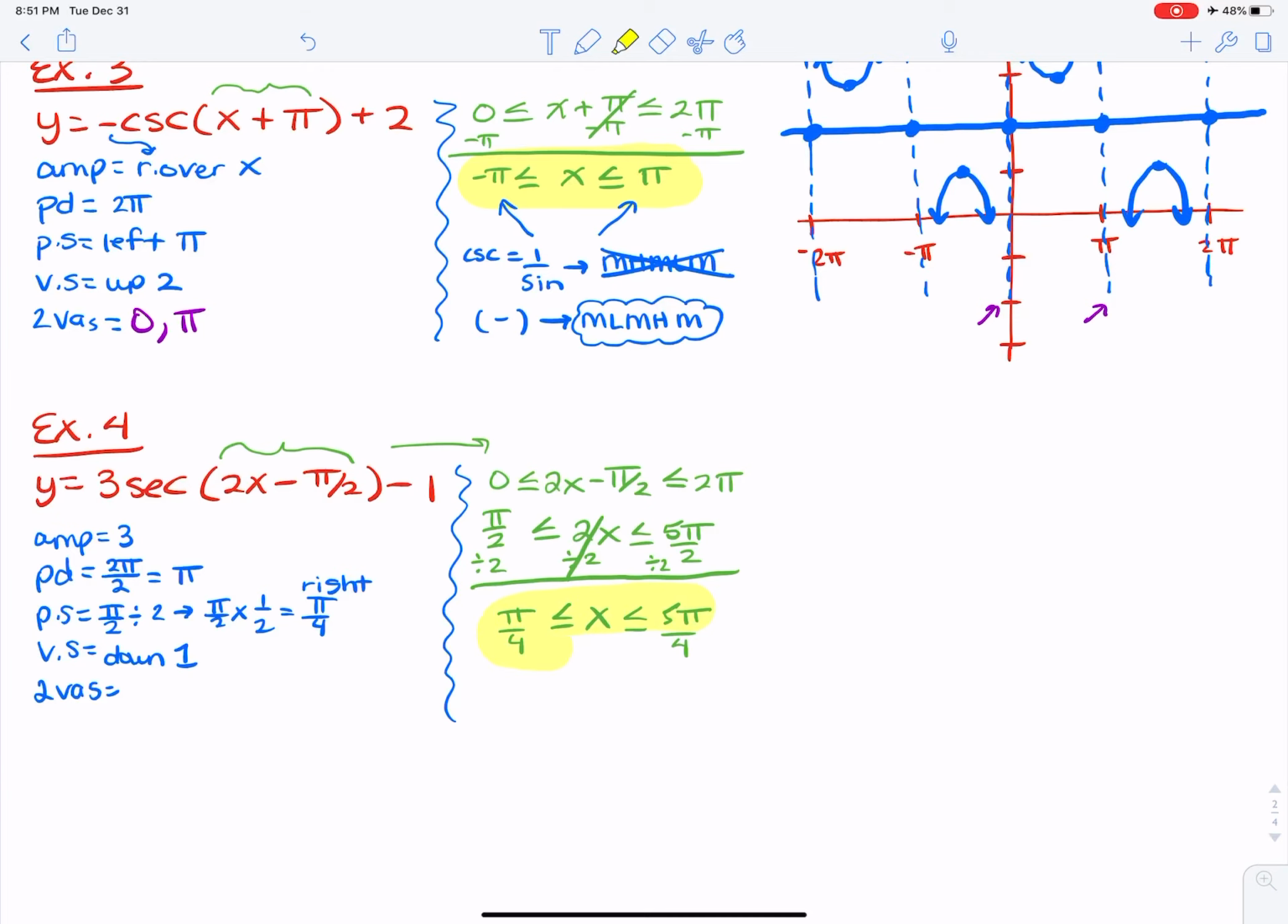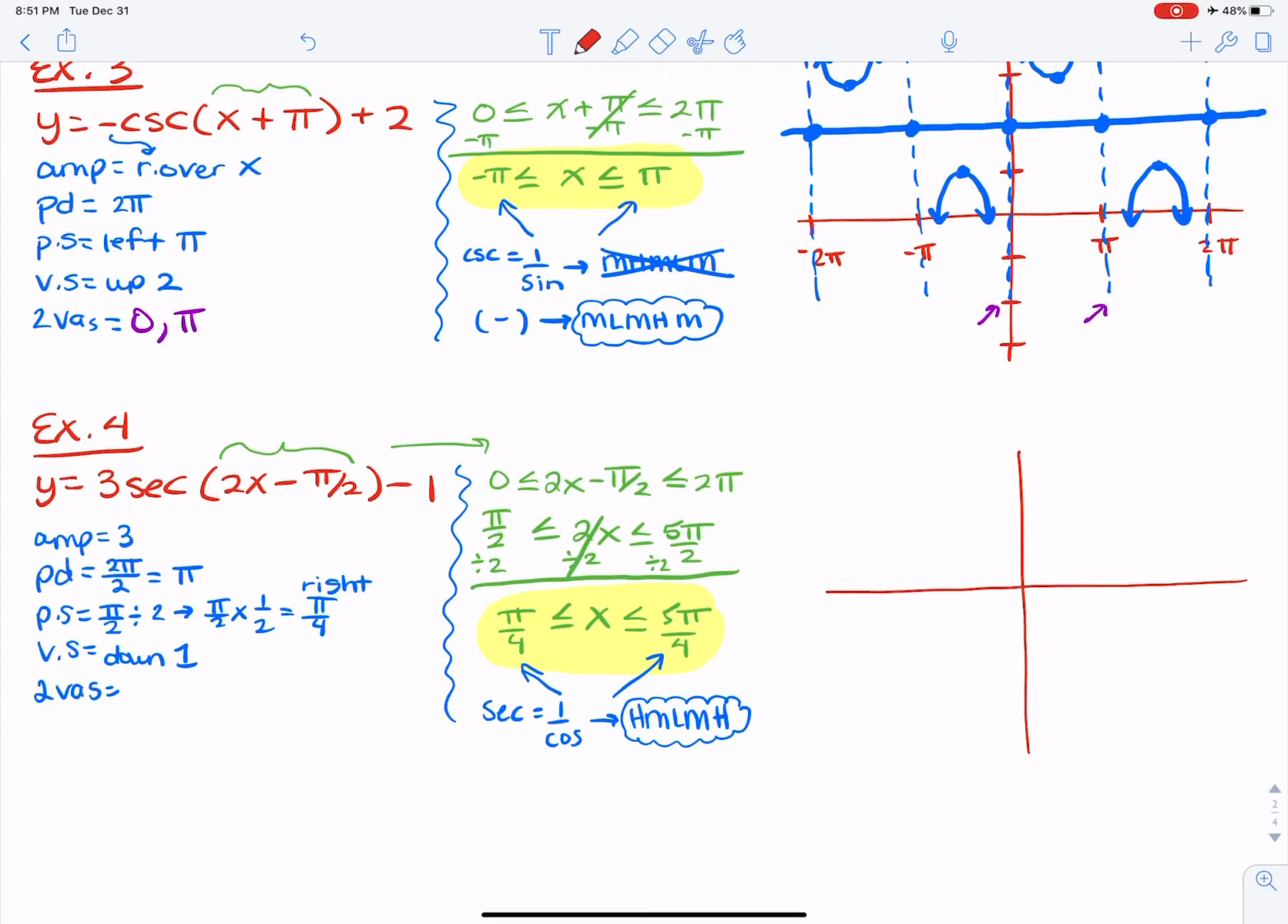And this lets us know where to begin our inverse of secant, which is 1 over cosine, which is high, midline, low, midline, high. And in this case, there is no negative, so we just begin in that spot. So let's do our graph. Boom, boom.